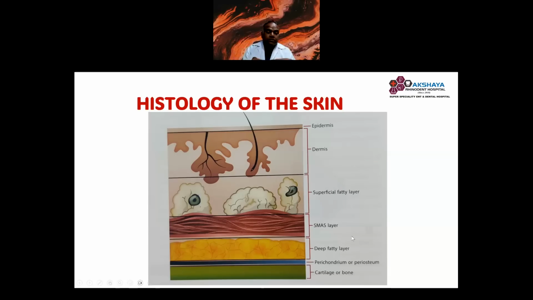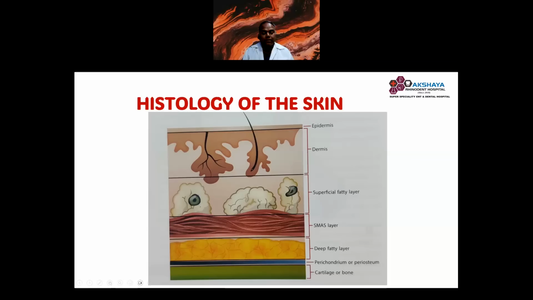When you do a flap elevation, where is the plane? The plane is the supraperichondrial plane. When you are on the cartilage, you are in the supraperichondrial plane. And when you go on the bone, it will be the subperiosteal plane. Okay. So when you are on the bone, you must go in the subperiosteal plane. On the cartilage, you must go in the supraperichondrial plane.